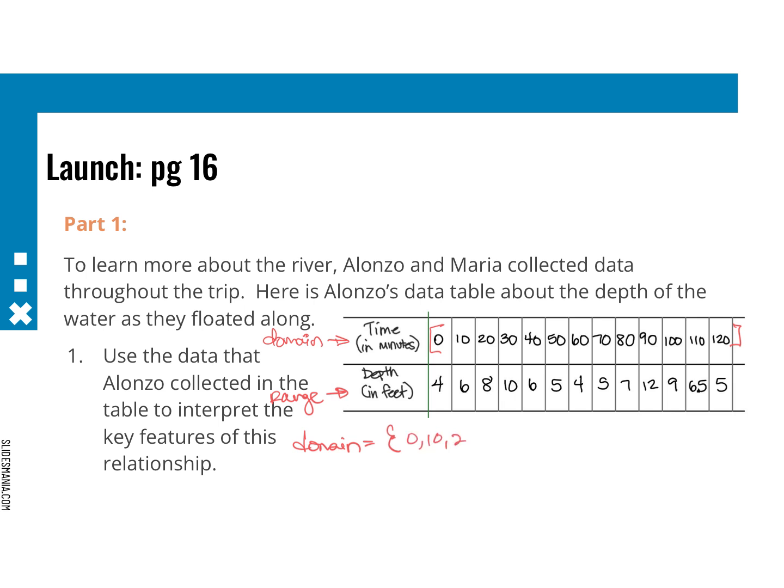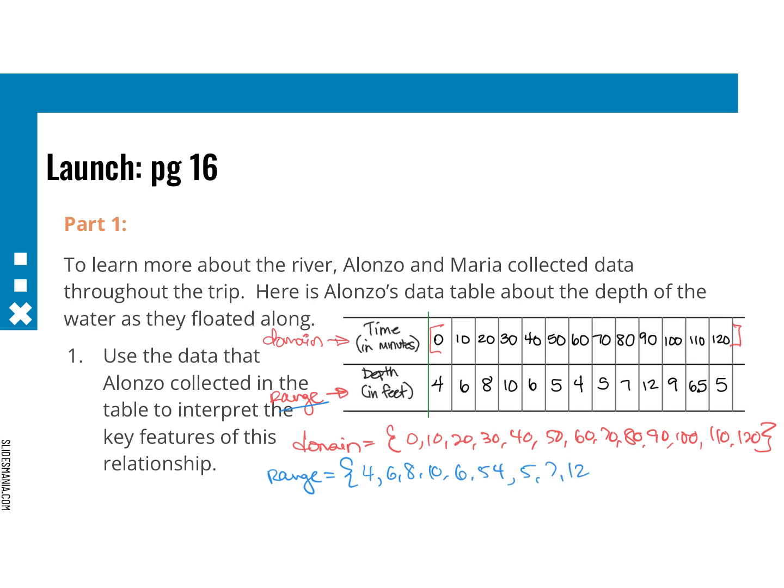So 0, 10, 20, 30, 40, 50, 60, 70, 80, 90, 100, 110, 120. And then our range is all of our y values. Range, and then our curly bracket, and as you look at it, these are the particular points that are on this table. So we have 4, 6, 8, 10, 6, 5, 4, 5, 7, 12, 9, 6.5, and 5.